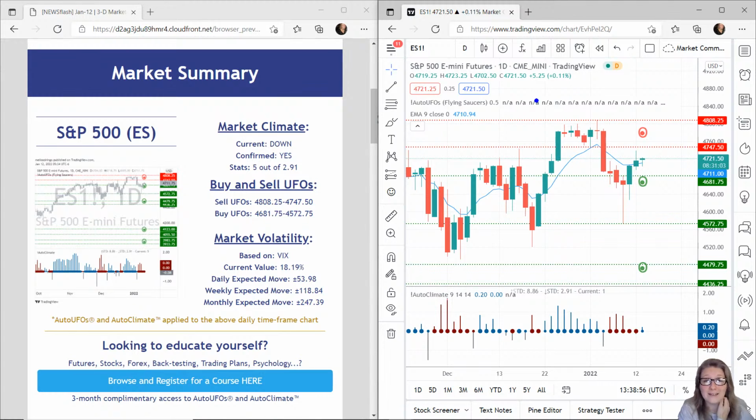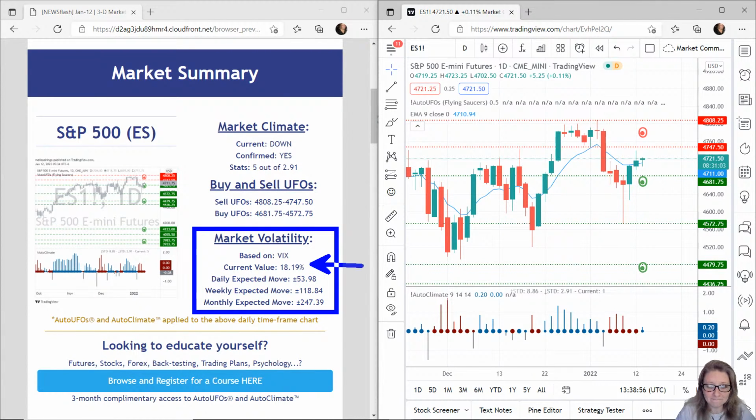There is no need to trade a market that doesn't have clear probabilities in one direction. With market volatility, we would expect that the market would move up or down in 1 year by 18.19%. So in a day, that's 53.98 points. In a week, 118.84 points. And in 1 month, 247.39 points, either up or down.